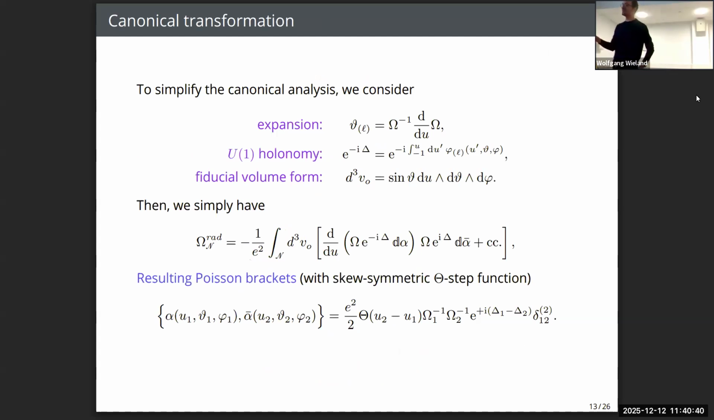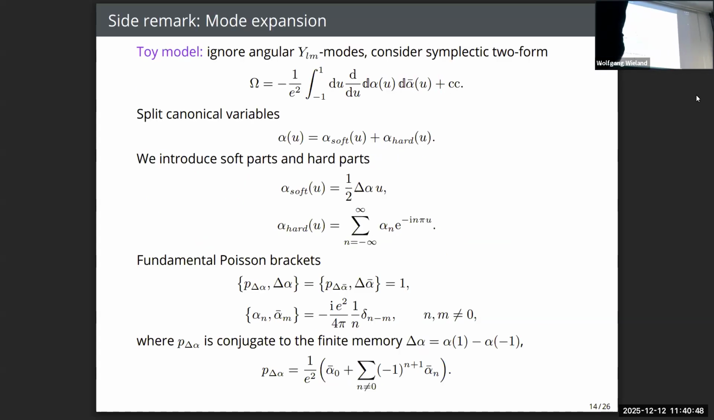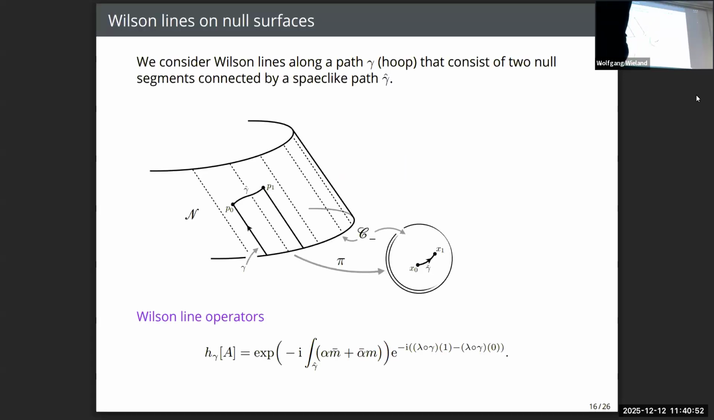Okay, so now we have alpha and alpha bar, which are components of the vector potential. And now we know their Poisson brackets on this null strip. So now it should be possible to look at the holonomy algebra. In the following, I restrict myself to a certain class of holonomies. Remember this null hypersurface has two cross sections, an initial cross section and a final cross section. And in what follows, I restrict myself to a specific class of paths, which we call hoops, because they look like a hoop. They consist of three parts. One goes from the initial cut along a null direction to a point in the interior of N, and then along a spacelike path, and then back along a null ray to the initial cut.